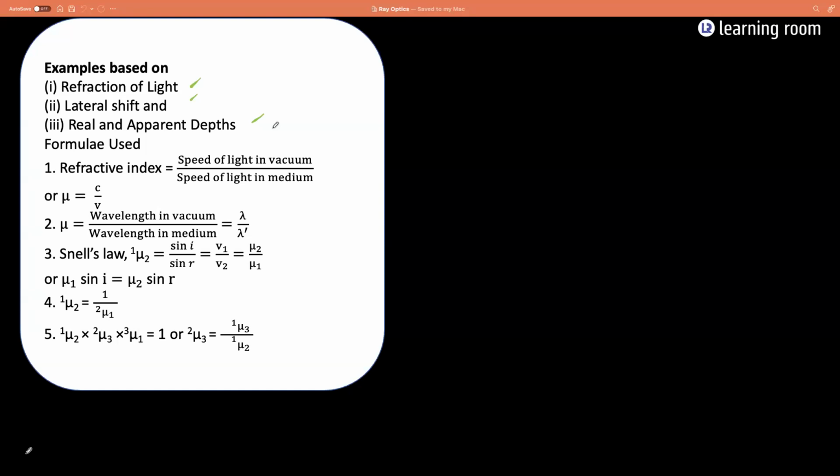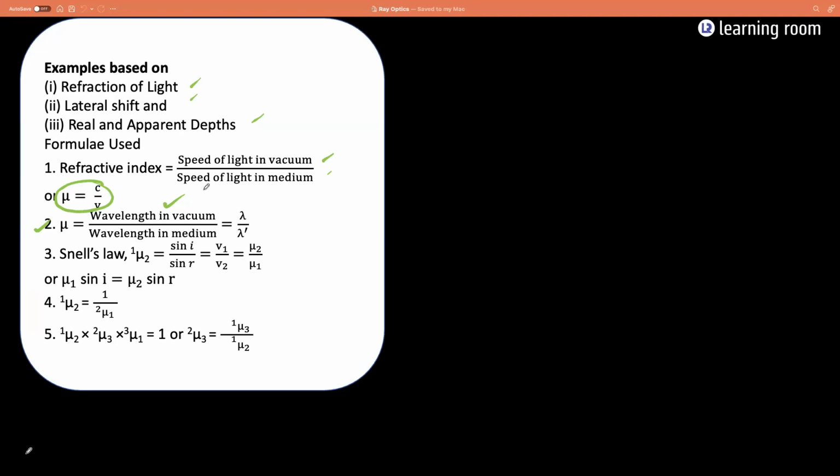Okay. So how is refractive index defined? It is defined as the ratio of speed of light in vacuum to the speed of light in a given medium. So mu is equal to C divided by V. What about the same refractive index in terms of wavelength? You can also write it as wavelength in vacuum divided by the wavelength in the given medium.